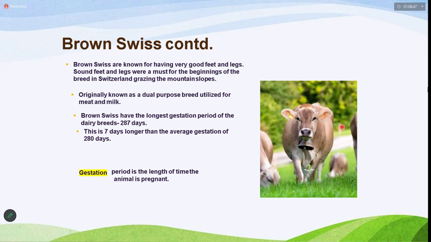So the Brown Swiss have the longest gestation period. The gestation period is the length of time the animal is pregnant.